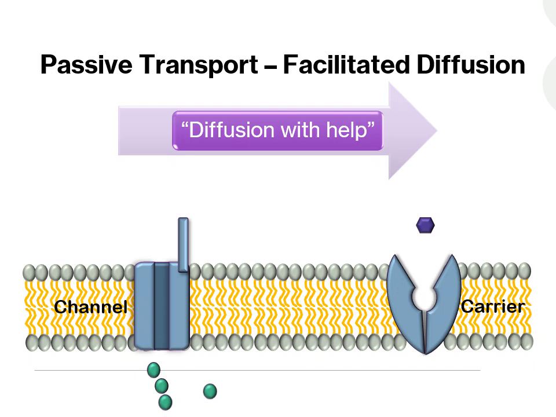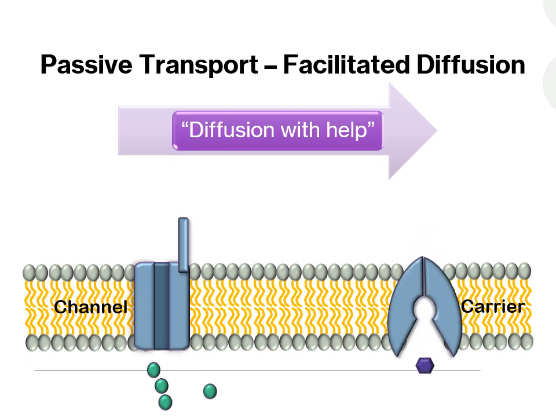Other substances, like glucose for example, will move across the membrane with the help of a carrier protein. These will undergo a shape change after binding the molecule, and will then shuttle it from one side of the membrane to the other. Now, even though there are proteins involved in these processes, this is still diffusion, as the transported substances are still moving down their concentration gradients, and so the cell still doesn't need to use any energy to make this happen. As such, this is referred to as facilitated diffusion, literally diffusion with help.